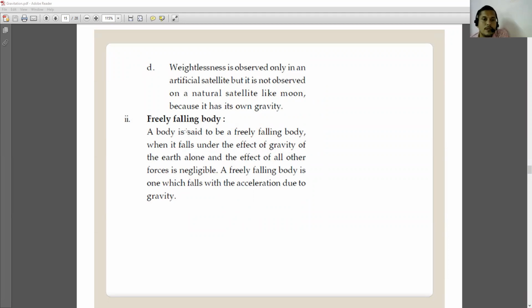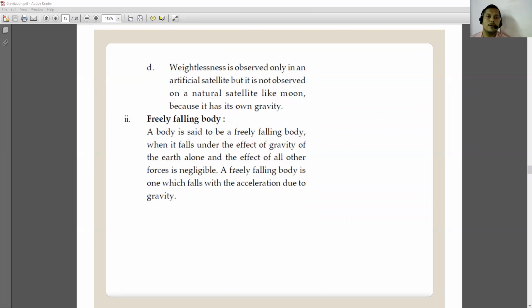Then next is freely falling body. A body is said to be a freely falling body when it falls under the effect of gravity of the earth alone and the effect of all other forces is negligible. A freely falling body is one which falls with the acceleration due to gravity.